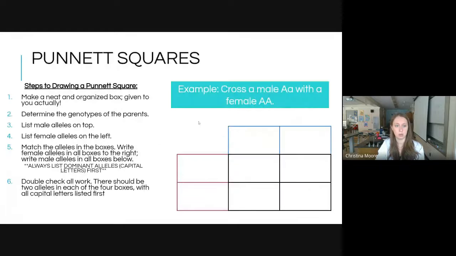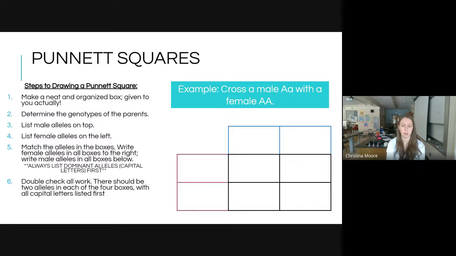Moving on to the steps to drawing a Punnett square. These are printed in your packet, so you should see them right there for you. And we're going to go through the steps in order and then create a Punnett square example with it. So the first step is to make a neat and organized box. This will actually be given to you whenever we do these in a doc. But if you were given a piece of paper version, you just make a nice little box of 4. Second, you determine the genotypes of the parents. So you determine these are the 2 letters of each parent.